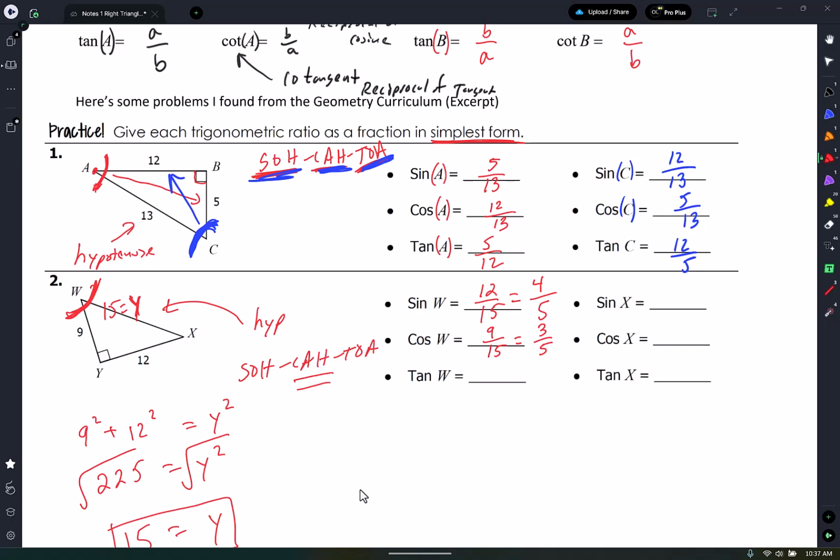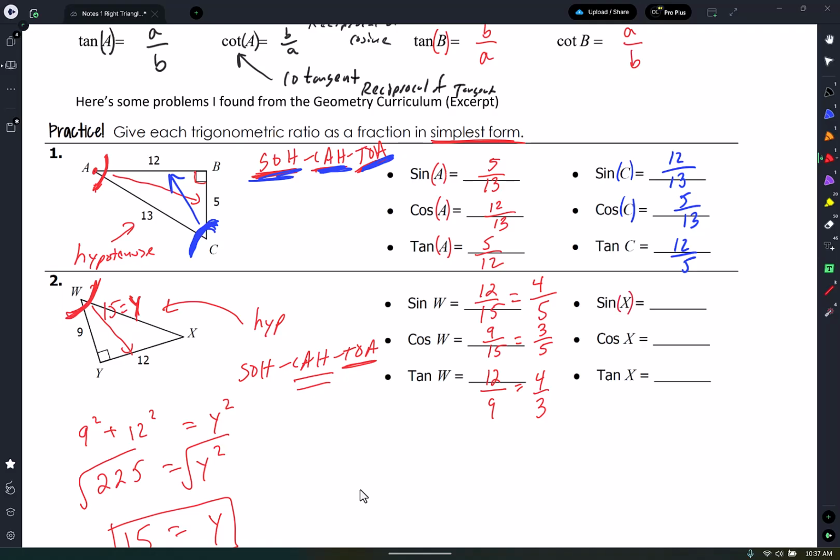Last one, tan W. Tangent is opposite over adjacent. So opposite of that W is, not everyone at the same time, 12. And then adjacent, 9. So that reduces to 4 over 3. Good job, guys. See, it's not so bad. Don't worry, guys. We'll be done pretty quickly.